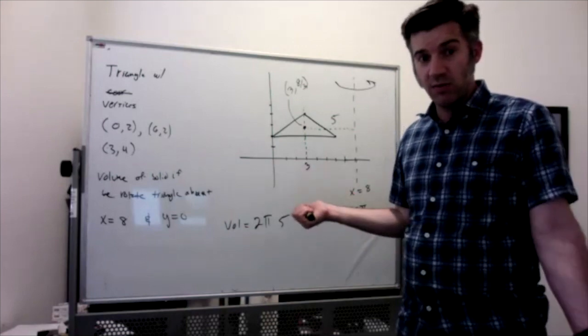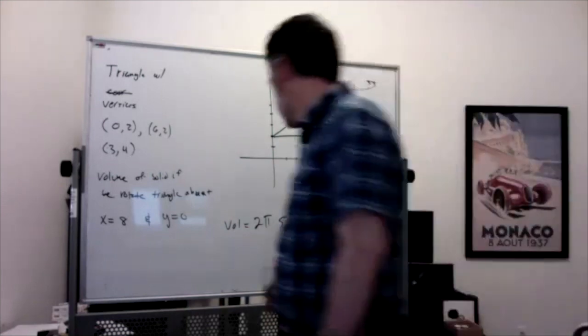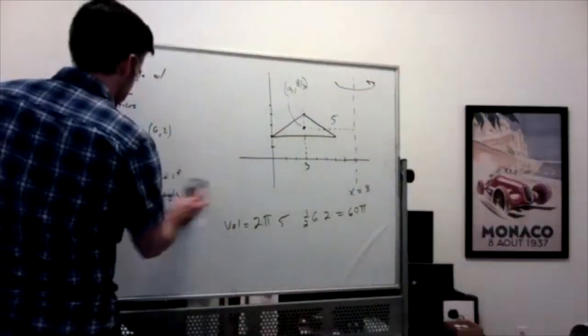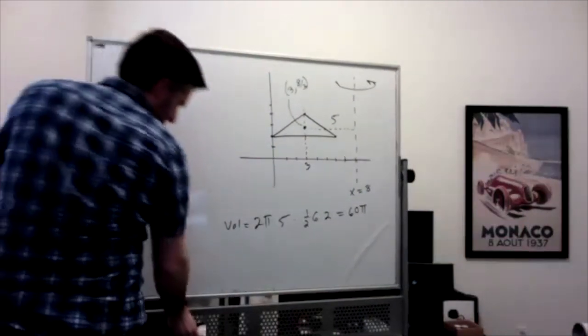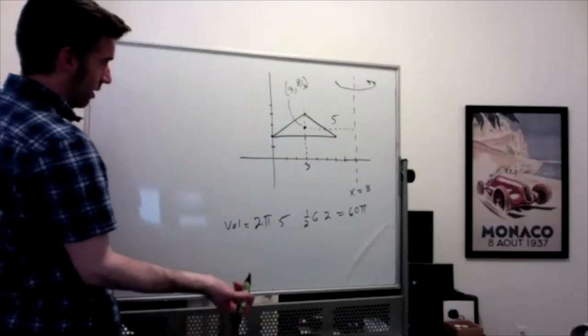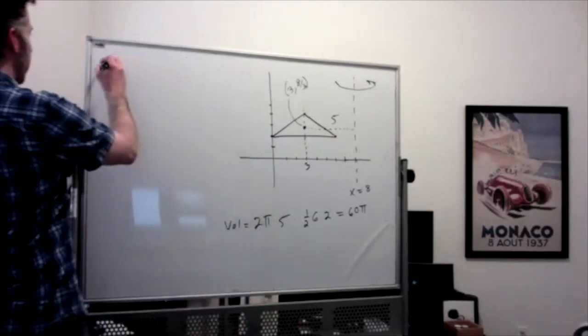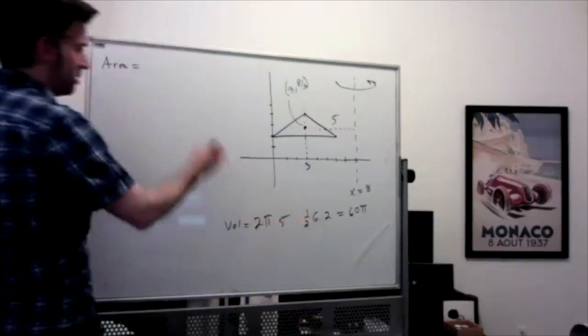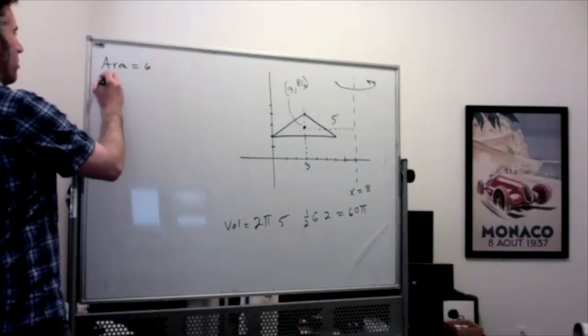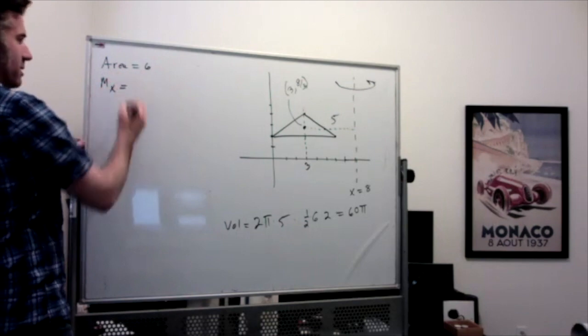So what am I going to do? Well, I'm going to find the moment. So how do we find the moment of this? Well, we already have the mass, or the area, I should say. The area of that triangle is 1/2 times 6 times 2, which is 6. And the moment around the x-axis.